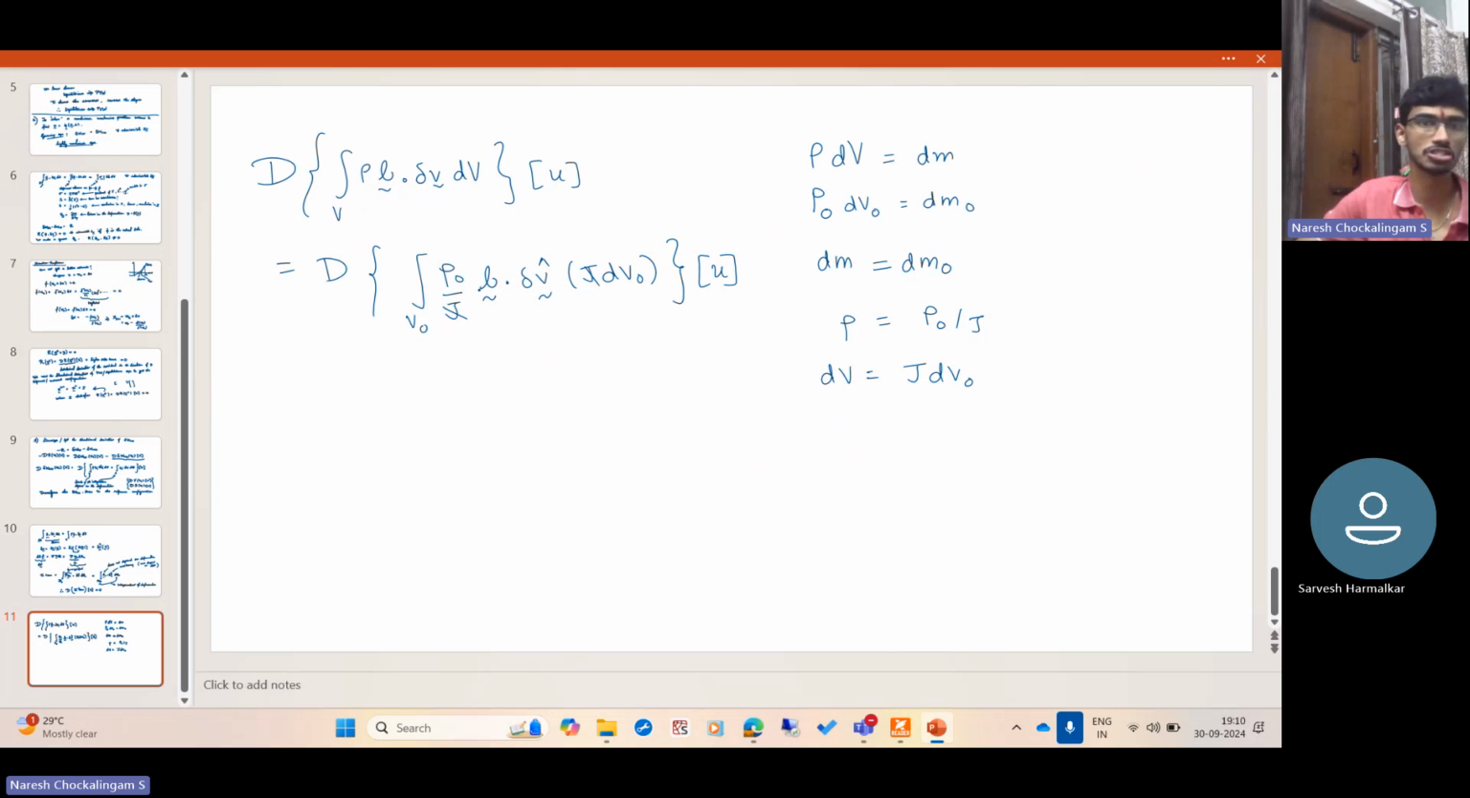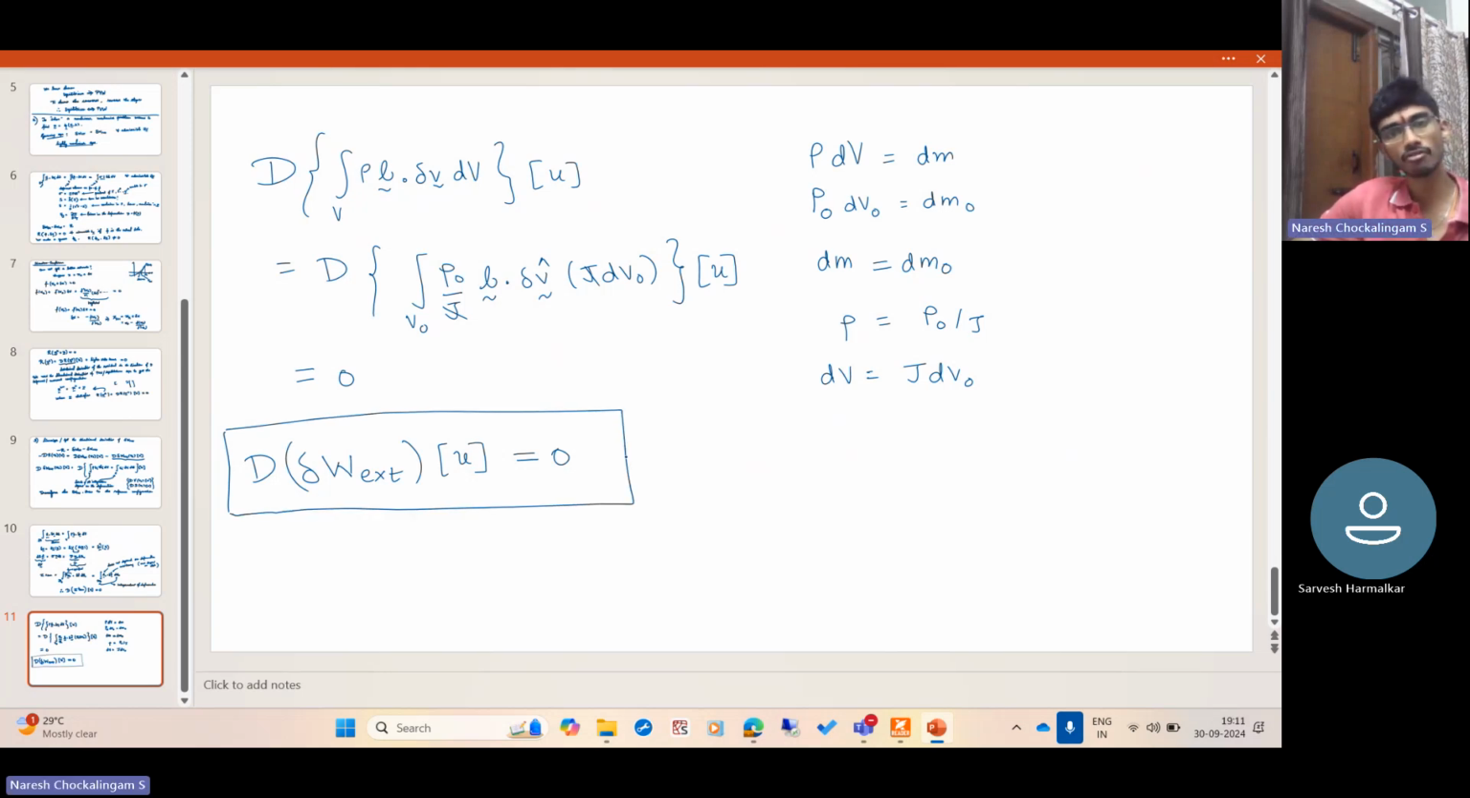So this j gets cancelled, and whatever you have inside, rho naught is the initial density of the material that does not depend on the deformation. B is specified, that does not depend on the deformation. Delta v cap is an arbitrary admissible velocity field that does not depend on the deformation, and the integration is over a constant volume, so even that does not depend on the deformation. So this is also equal to 0. Therefore, the directional derivative of the external virtual work done in the direction u is always equal to 0.